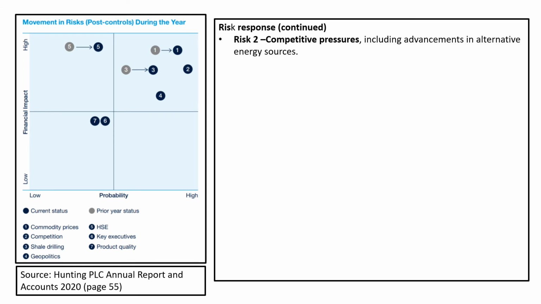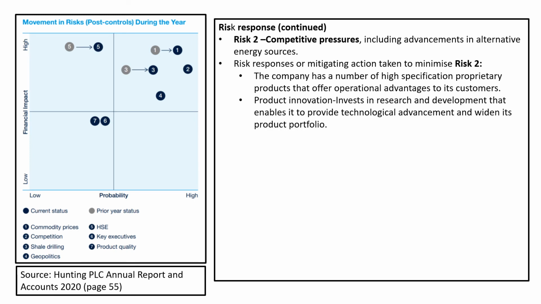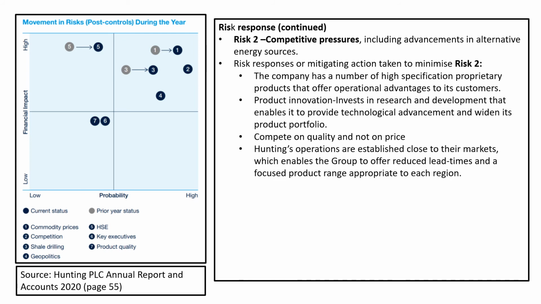Risk 2 is competitive pressures, including advancements in alternative energy sources. Risk responses or mitigating action taken to minimize risk 2. 1. The company has a number of high specification proprietary products that offer operational advantages to its customers. Product innovation, i.e. it invests in research and development that enables it to provide technological advancement and widen its product portfolio. Competes on quality, not on price.